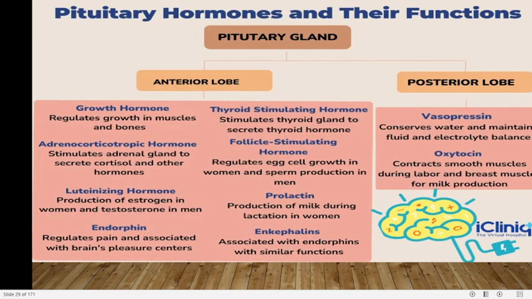So these are the pituitary hormones and their functions. We have the anterior lobe, adenohypophysis, and posterior lobe, the neurohypophysis. In the anterior lobe, we have growth hormone, adrenocorticotropic hormone, luteinizing hormone, endorphin, enkephalins, prolactin, follicle stimulating hormone, and lastly thyroid stimulating hormone. For the posterior pituitary gland, we have vasopressin and oxytocin. Very good. Thank you so much.